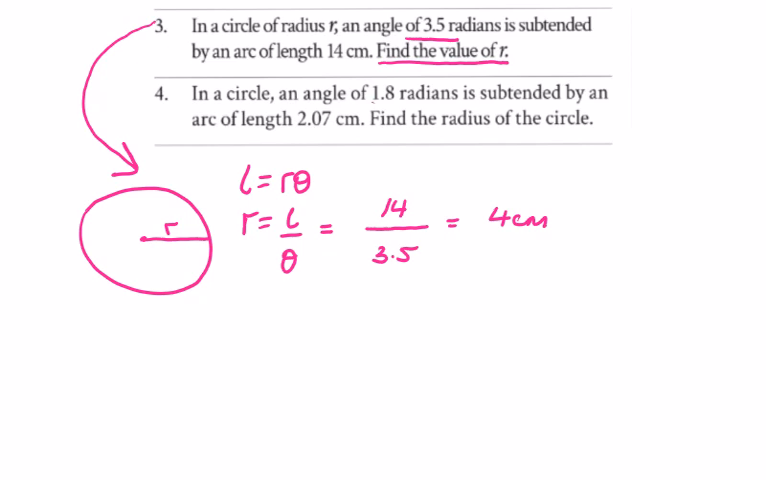And if we have an angle of 1.8 radians and the arc is 2.07, again the radius is going to be the length of the arc divided by theta in radians, and we have 2.07 divided by 1.8, and this is equal to 1.15 centimeters.